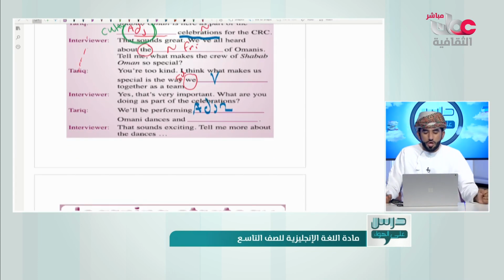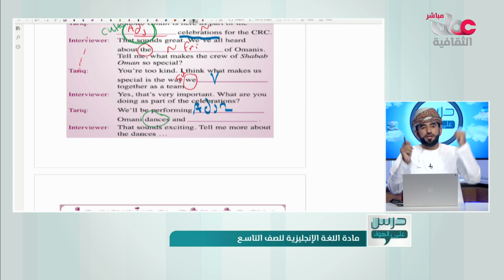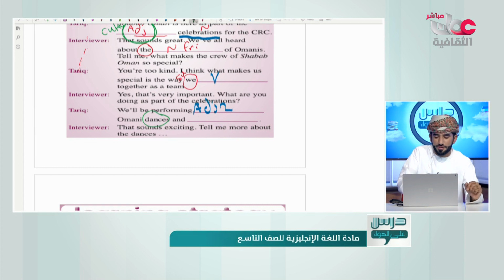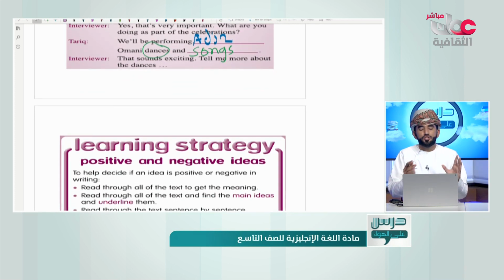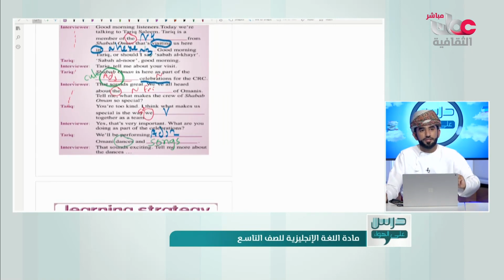That is right. Omani dances. Okay, so we will be performing what? Traditional Omani dances and what? So you've got dances. No, there is something else. Songs, exactly. Very lovely. Okay, so dances and songs. Is it crystal clear for you guys? Have you got the idea?